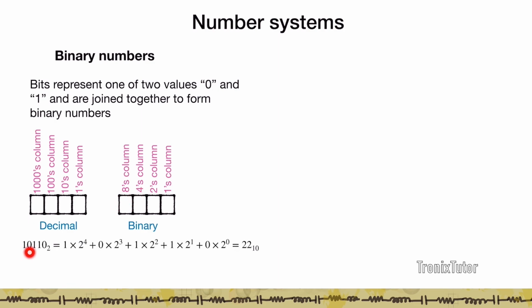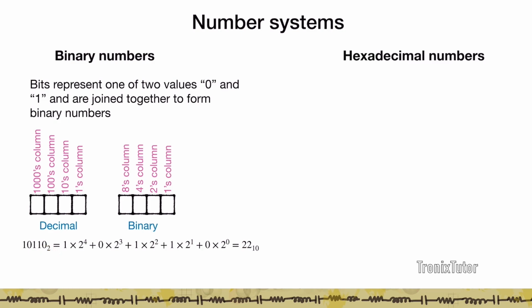For example, if you want to find the decimal equivalent of 10110, that would be 0 into 2 power 0 plus 1 into 2 power 1 plus 1 into 2 power 2 plus 0 into 2 power 3 plus 1 into 2 power 4, which is 22 to the base 10. Whenever I write numbers in this format, it tells you that this number is 22 to the base 10. So it is 2 into 10 plus 2 into 10 power 0. And if I write it here, this is to the base 2.